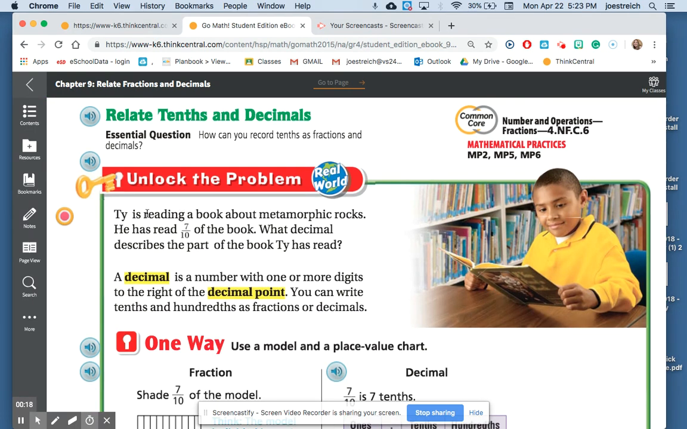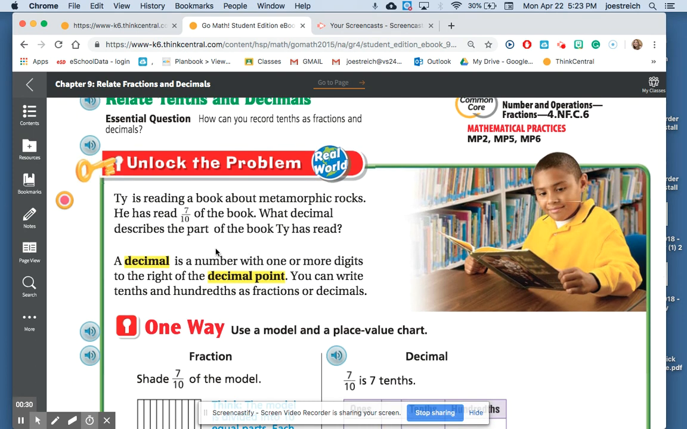Let's unlock the problem. Ty is reading a book about metamorphic rocks. He has read 7/10 of the book. What decimal describes the part of the book Ty has read? So our essential question is to relate 7/10 as a decimal.